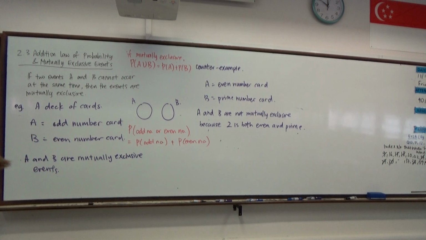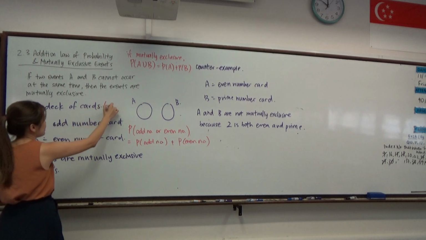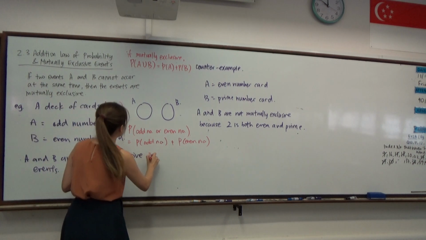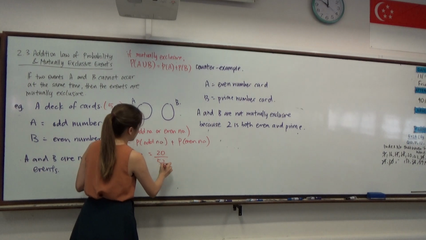So how many odd numbers would there be in a deck of cards? 52 cards, right? 5 odd number cards in each set. Then 5 times 4, that's 20, right? So 20 odd number cards out of 52 cards.